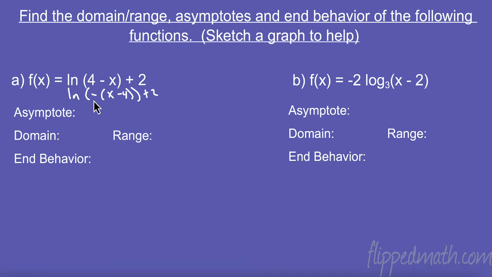Now I know it's a reflection. Now I know that this asymptote is at 4. So what is that? It's going to be x equals 4. Let's start graphing this. As soon as I have my asymptote, I can start graphing it. So these graphs don't have to be great, but they're just there to help you find all the other information. So x equals 4. Let's label that x equals 4.